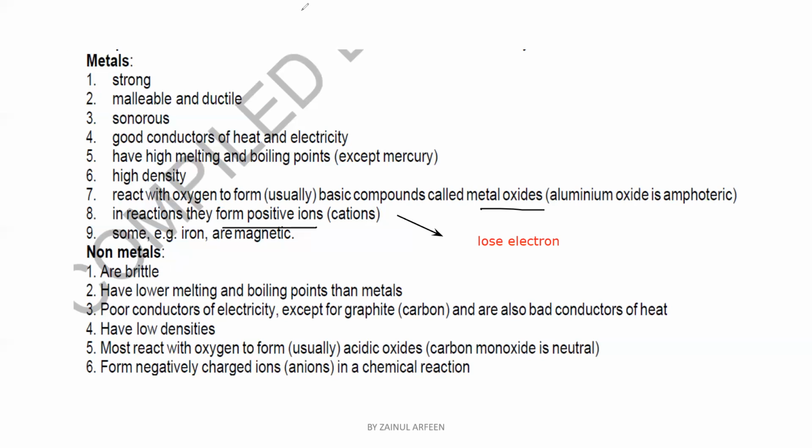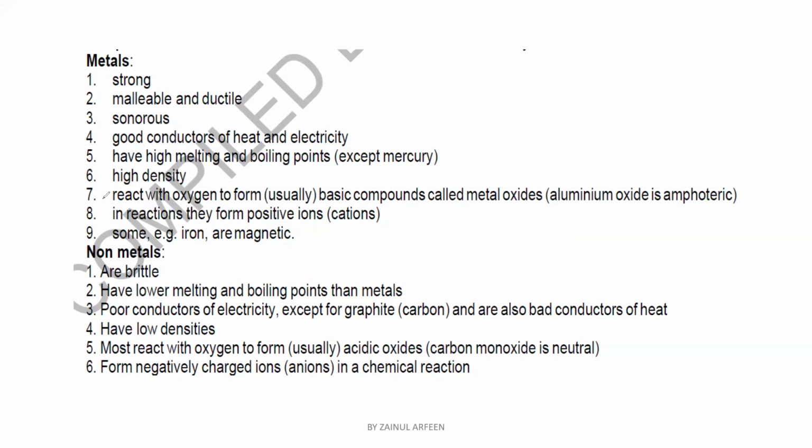How do they form a negative ion? Non-metals have a tendency to gain electrons. So these are some properties of metals and non-metals. Metals tend to lose electrons and form a positive ion during a reaction, whereas non-metals have a tendency to gain electrons. Metals react with oxygen and tend to form an oxide, which we call a basic oxide.